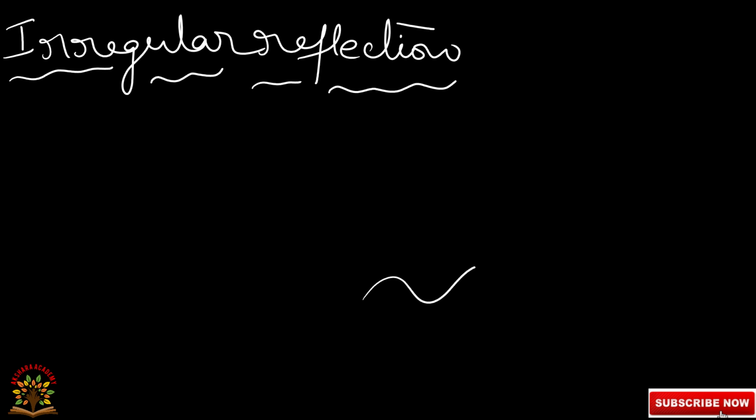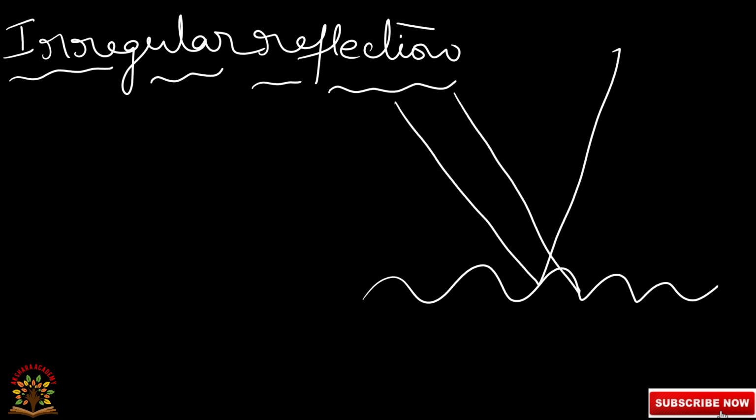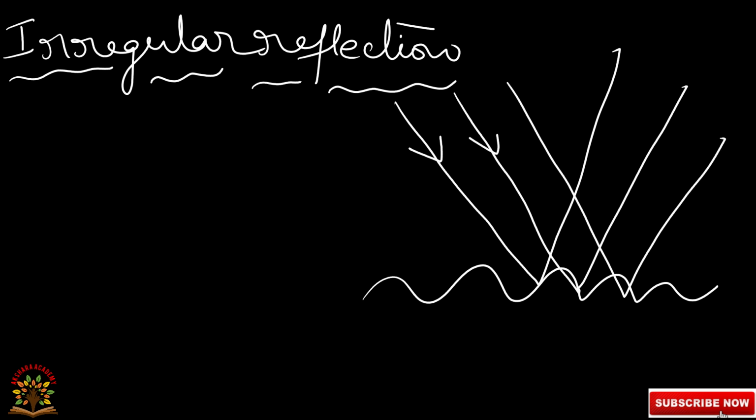Okay, next. Coming to irregular reflection. During irregular reflection, all the incident rays are not parallel after reflection. This is the rough surface. Irregular reflection occurs on a rough surface. They emerge out. They are not parallel. These are the incident rays. They are striking the reflecting surface at the point of incidence and they are reflected.